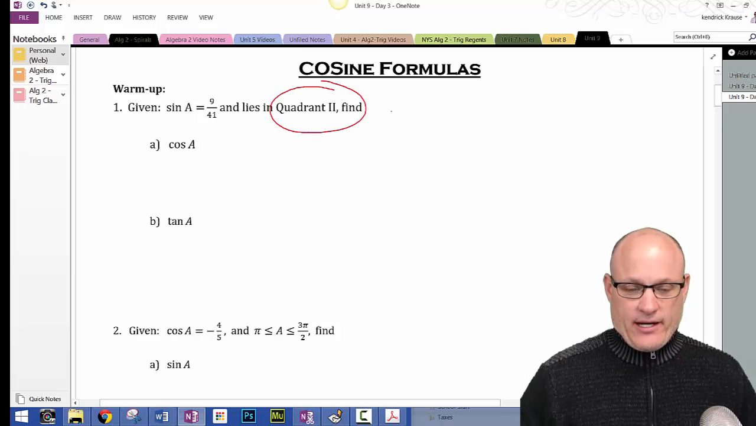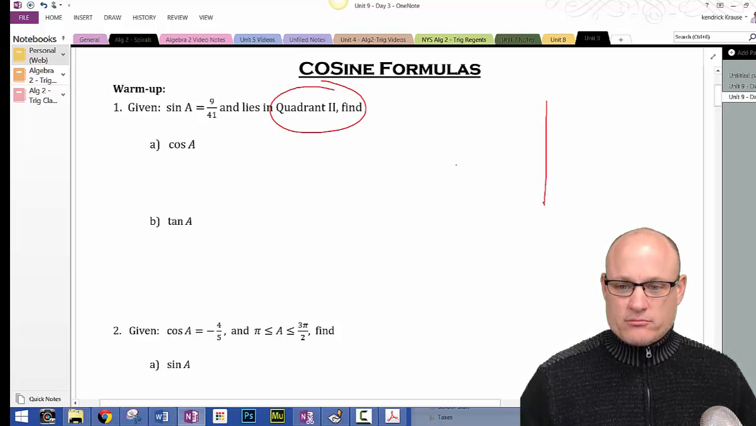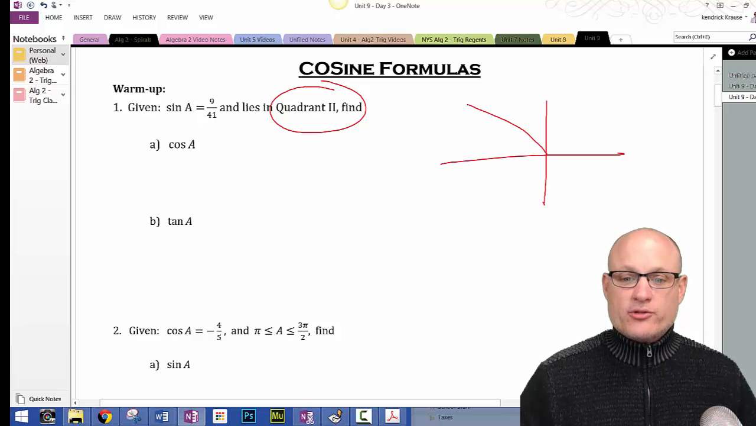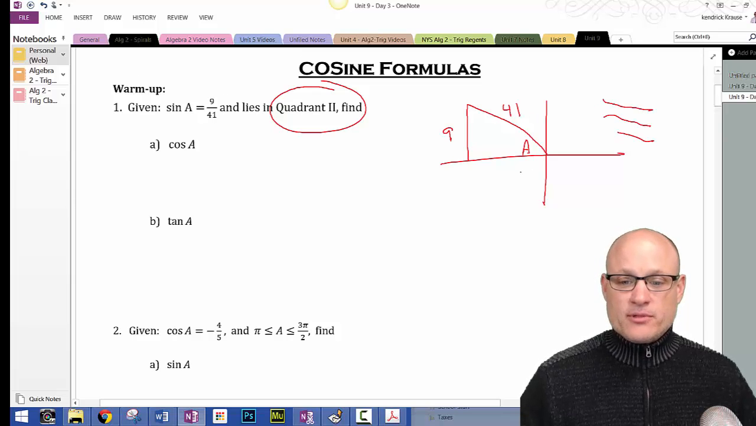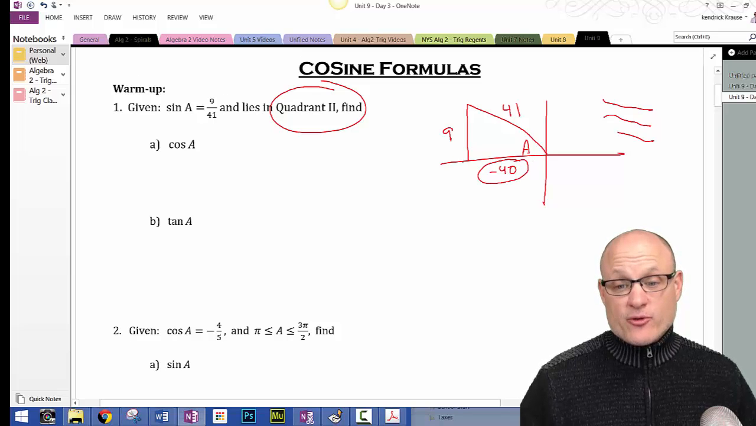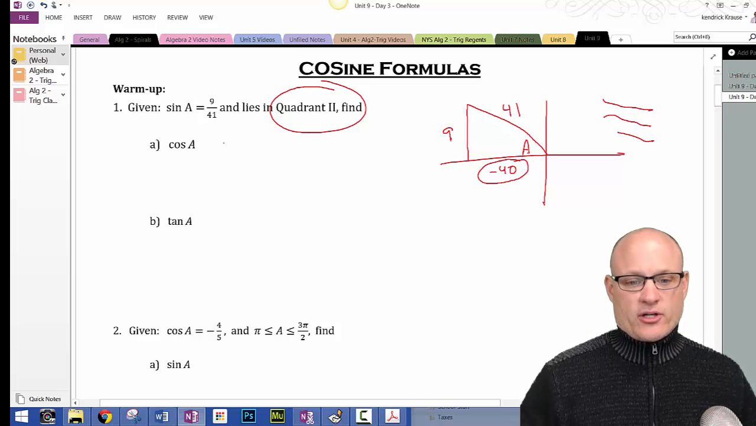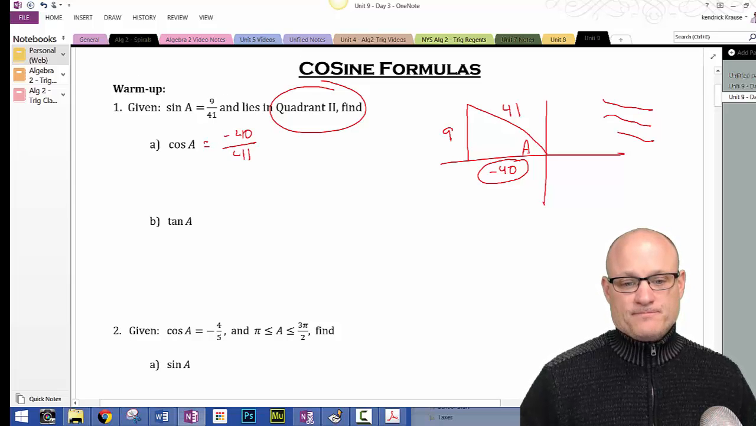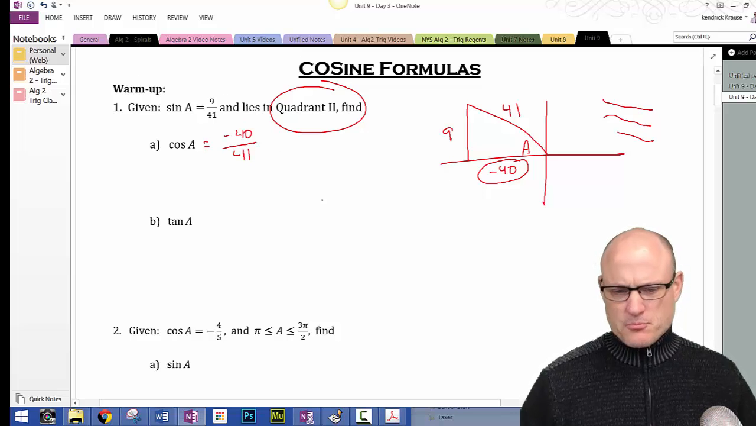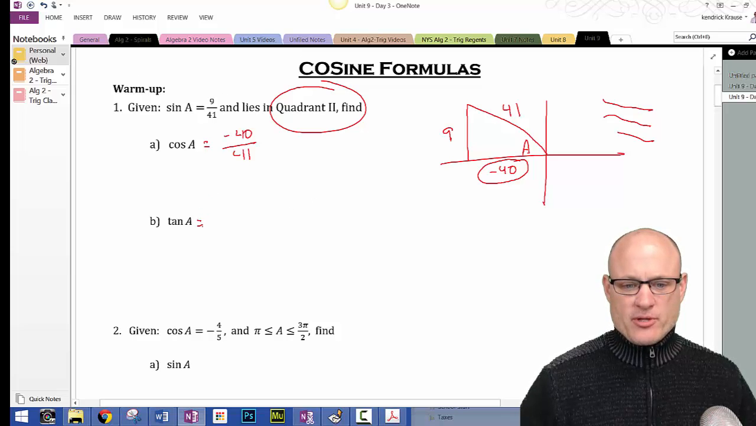Quadrant 2. There's our angle. Let's get going on this stuff. Let's draw a triangle in quadrant 2. There it is. It's angle A. We know that sine is 9 over 41. Do a little Pythagorean theorem, and we find out that this is 40. Going off in the negative direction for the x value, so we'll put a negative there. So the cosine of A is negative 40 over 41. For those of you that couldn't find 40 in your head, I'm assuming you can do the Pythagorean theorem, and you'll be all set.